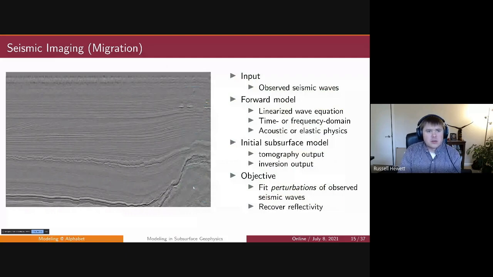And then the last is seismic imaging, which you have to be careful when talking about, particularly to an inverse problems person, in a seismic context. Inversion is the recovery of the model parameter itself. Imaging is usually the recovery of some derivative product of that, usually maybe a reflectivity model. So you can think of this as kind of linearizing the other problem or using an edge detector on the other problem. The forward model here is a linearized wave equation, and here we want to fit perturbations of the observed seismic waves. This gives us a model of the reflectivity, but not necessarily anything about the specific material properties.